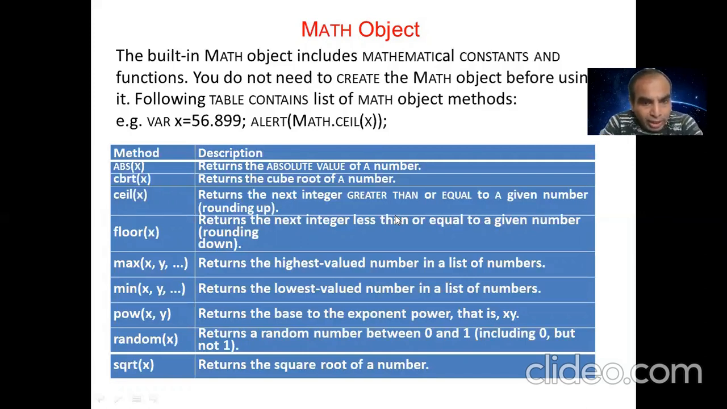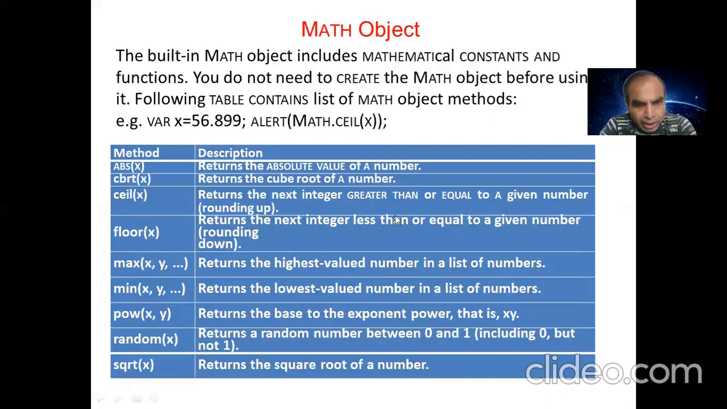Next one, floor value. It returns the next integer less than or equal to. Floor value is less, number 56. Maximum, it returns the highest value number in a list of numbers. Between any numbers, they find out the maximum number and show the max number. Minimum number, it returns the lowest value number in a list. Same opposite, between any numbers they find out the minimum number and then show the minimum number value.